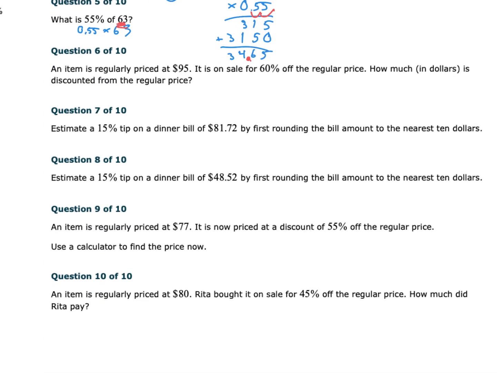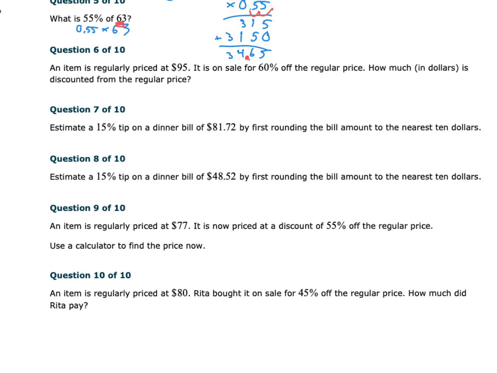Next problem. There's an item that's regularly priced at $95. It's on sale for 60% off that price. So it's going to be less than 95. How much is discounted from the regular price? Not how much does it cost, but how much is taken off? Well, 60% is taken off. 60% of $95.